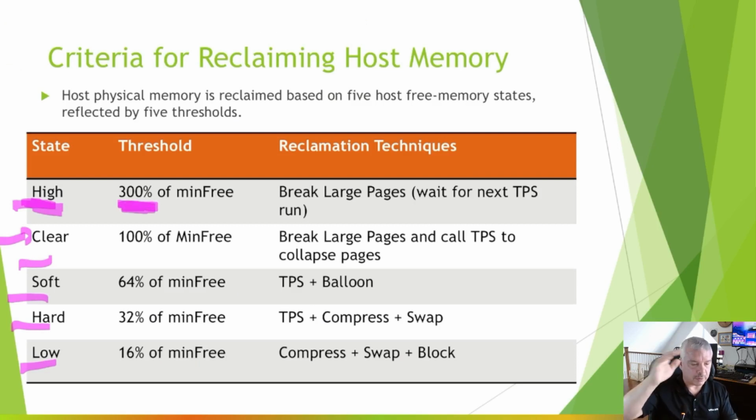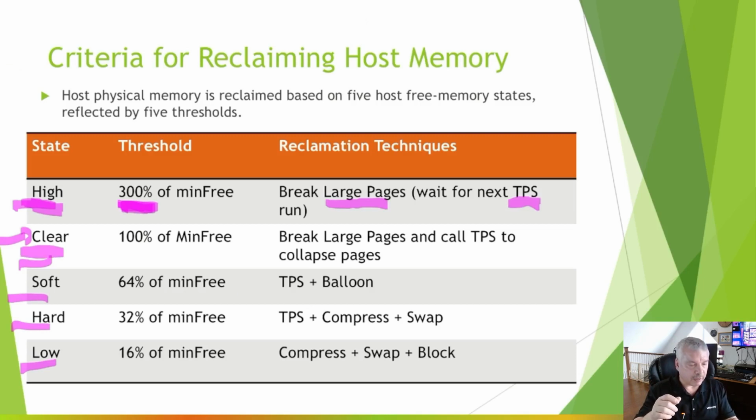If I got more than that, I'm good. After that, it says I need to start breaking up the large pages. Remember I said, your 2 meg pages, we use large pages because it's better performance, but we start seeing 300%. So we hit 6 gig of free memory in my example. It's going to say, you know what? I think we're going to run low on memory. We better start breaking these large pages and then wait for the next transparent paging to run.